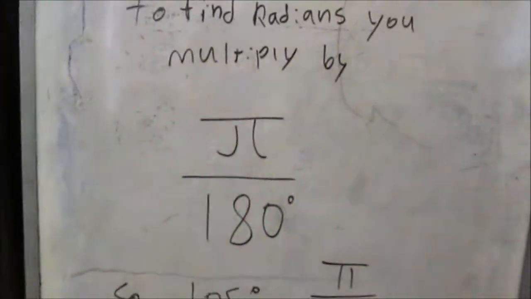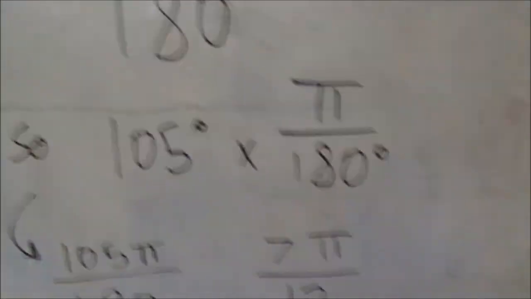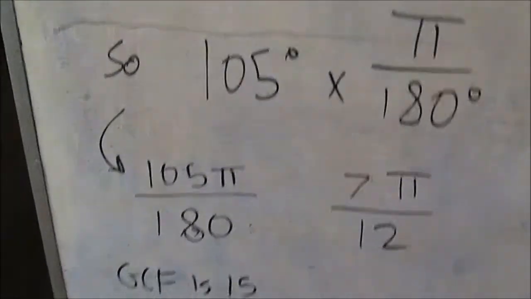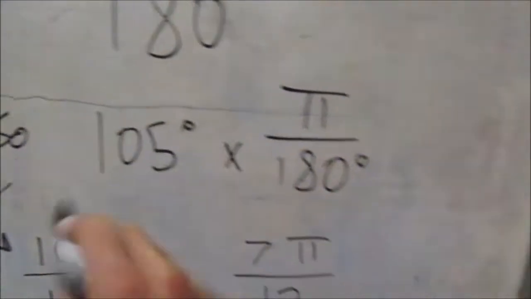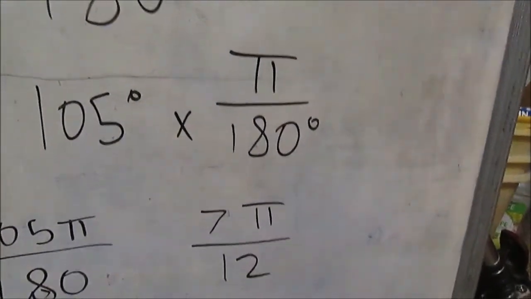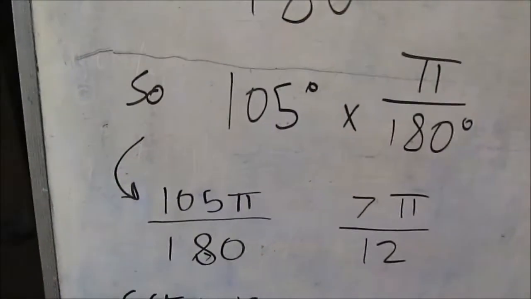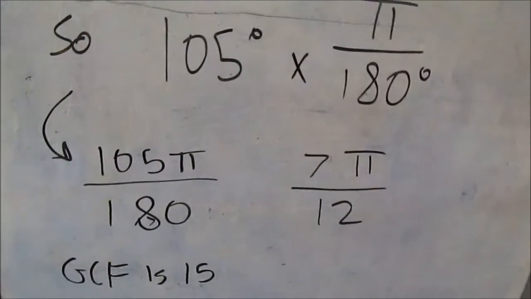So 105 multiplied by pi over 180 is the same as saying 105 pi over 180, because if you think about this, it's actually 105 over 1. But anyways, I digress. 105 pi over 180. Now this is a fine answer, but you want to simplify this further.